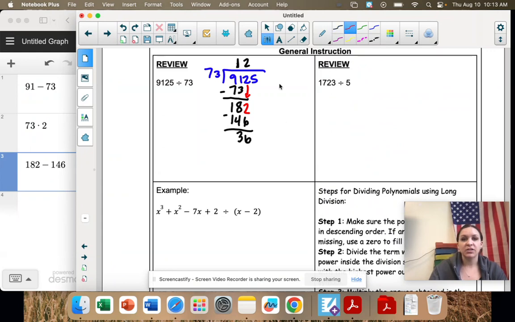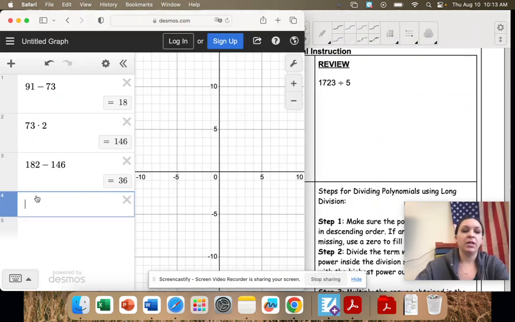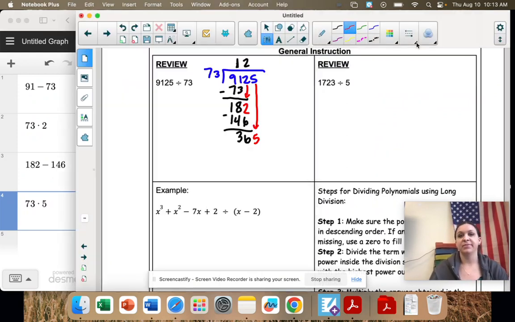And then last one is we bring down the next number, which is a 5. So 73 goes into 365 how many times? That's what we're trying to figure out. And that's the number that goes on the top. So you can keep multiplying on these. 3, 4, 5. So 73 times 5 is 365. If we subtract that, we get 0.